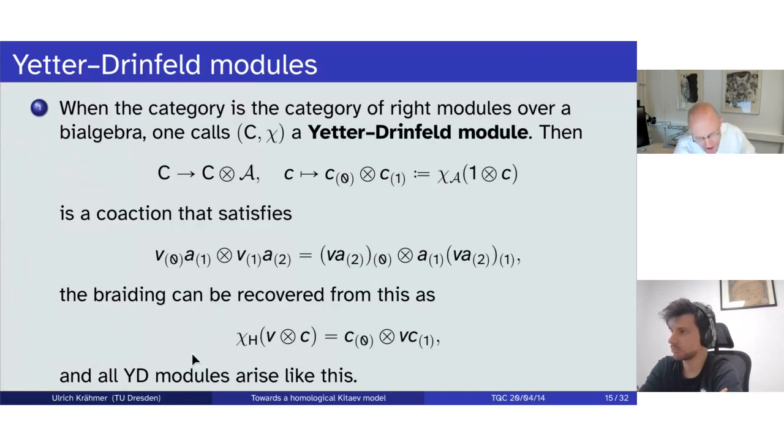Furthermore, in that situation, you recover your braiding using this formula here. So you can now braid this C over any other thing by co-acting and acting with the algebra onto that V. And any Yetter-Drinfeld module arises like this. So in other words, the Drinfeld center of the category of right modules over a Hopf algebra can be canonically identified with the Yetter-Drinfeld modules over that Hopf algebra.